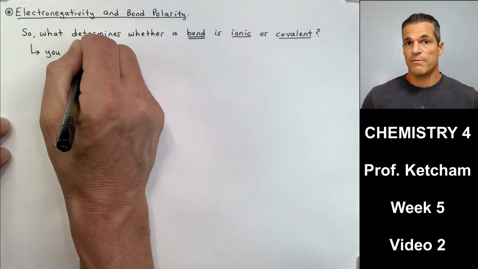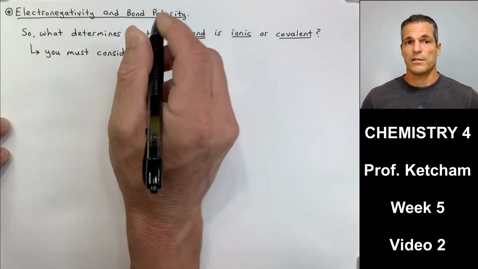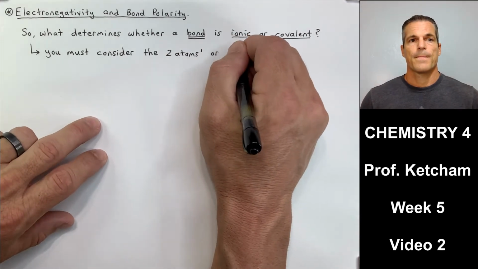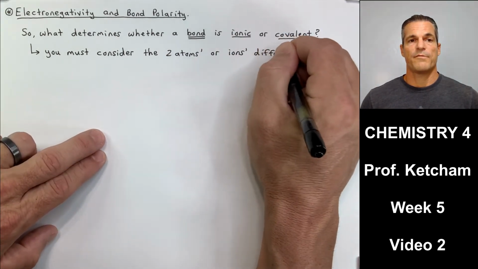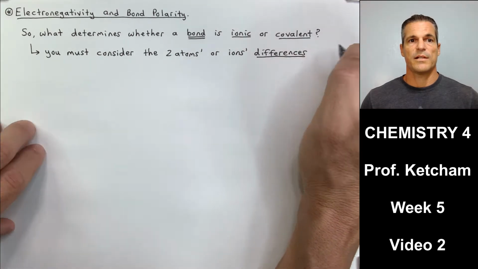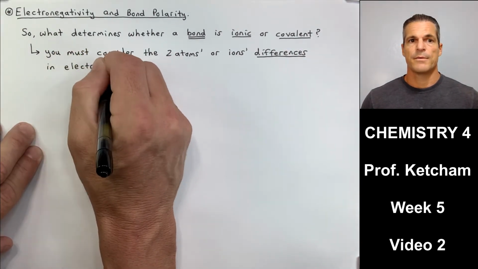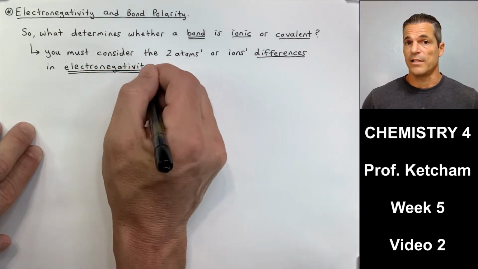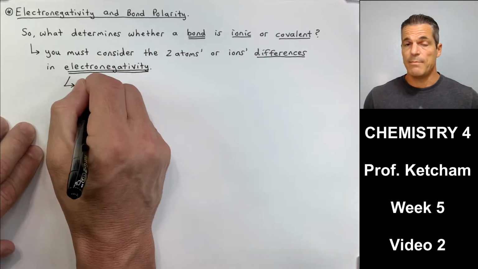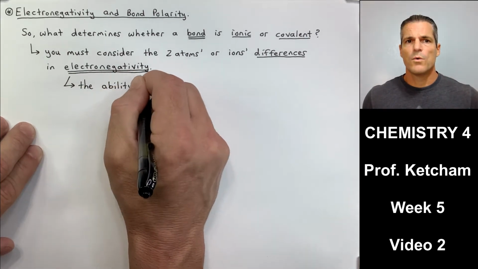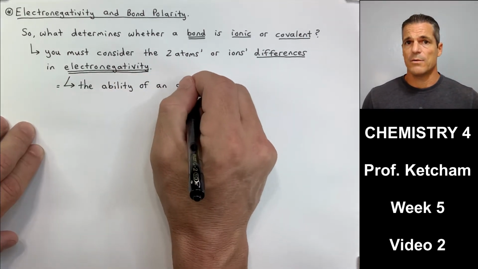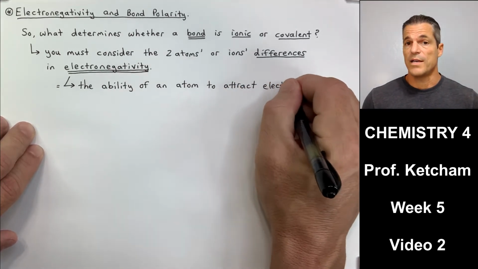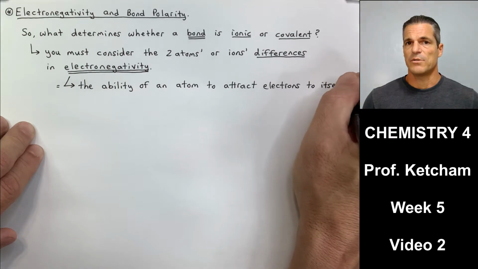Now today, the video directly after that, I want to talk a little bit about electronegativity and bond polarity. So top of page 1 of today's notes says electronegativity and bond polarity. So what determines whether a bond is ionic or covalent? Never mind how to name them, that's what we talked about in the last video, but what determines if a bond is ionic or covalent? Well, you have to consider the two atoms, or the two ions, differences in electronegativity.